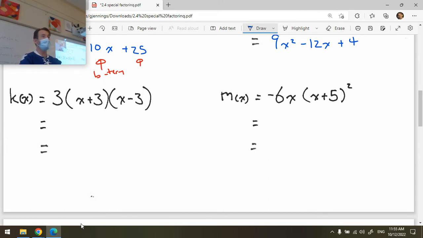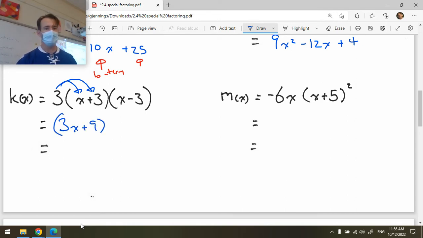You distribute the 3 first? You could do that. Sure. So then it would look like this. If you distribute the 3 first, this is what it looks like. The 3 is going to distribute into one of the brackets only. Don't distribute it into both brackets. That's a common error. So B, you know to distribute it only into one bracket, right? Yeah, okay, cool. So that will create 3x plus 9 multiplied by x minus 3.